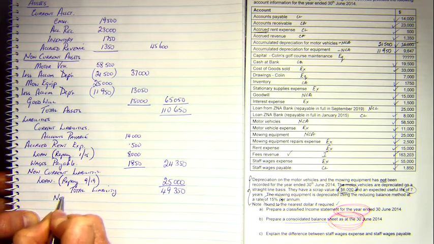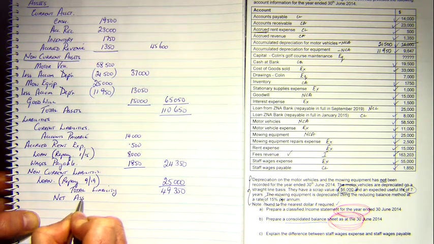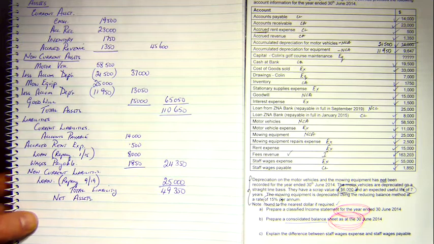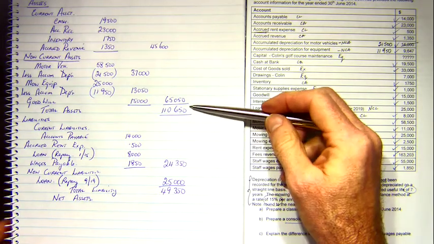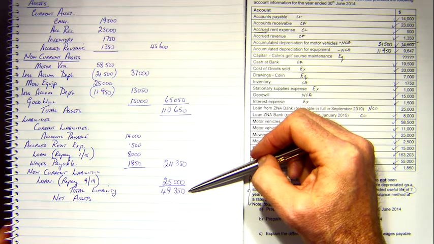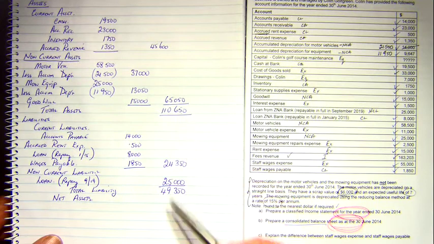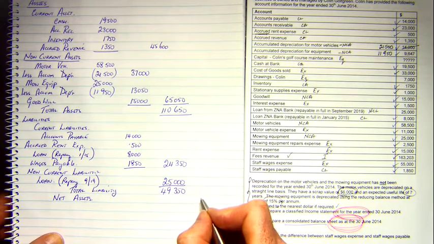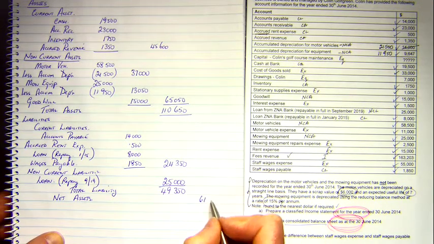Now, net assets is the next thing I need to include. My net assets is my total assets minus my total liabilities. So how much does that come to? Net assets? 61,300.